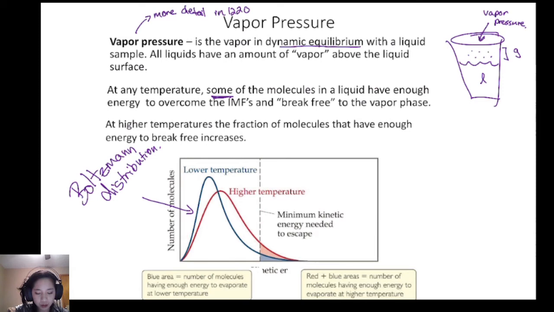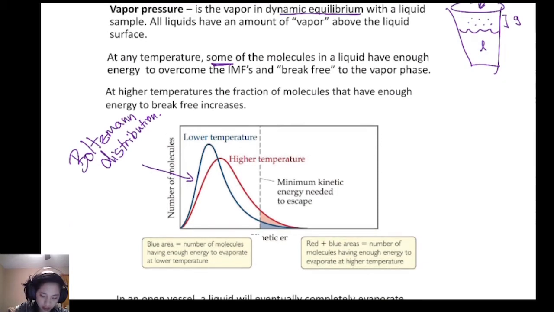So here's an example of the graph. So essentially at a lower temperature, our Maxwell-Boltzmann distribution, just like for our gases from chapter 9, is a bit narrower and a bit, oh, this should say kinetic energy. Sorry.